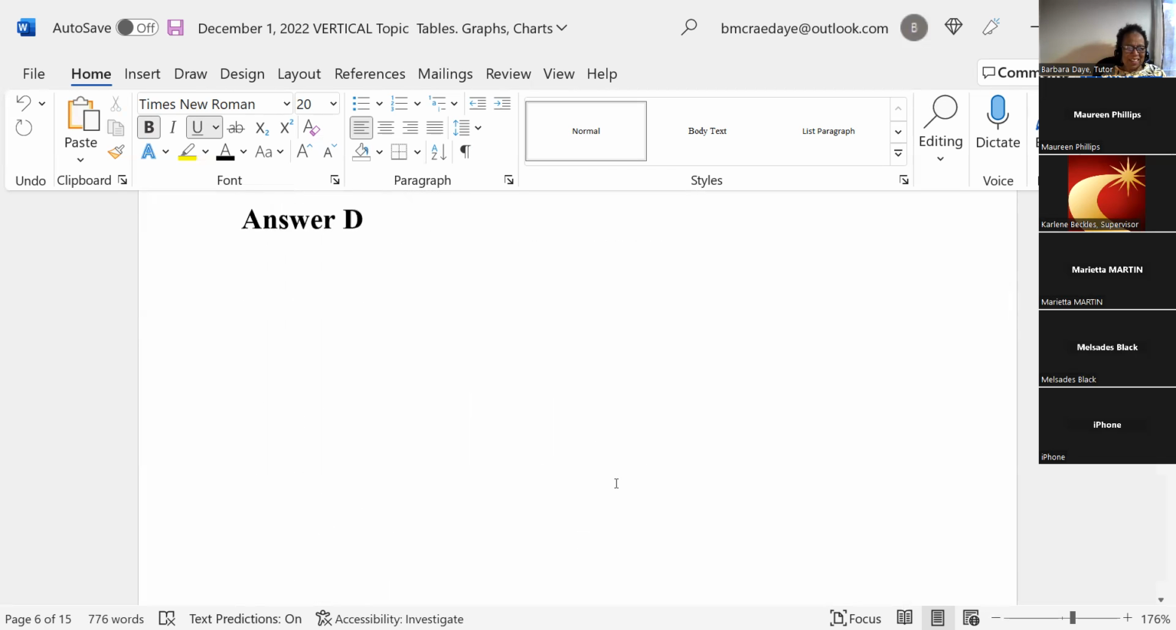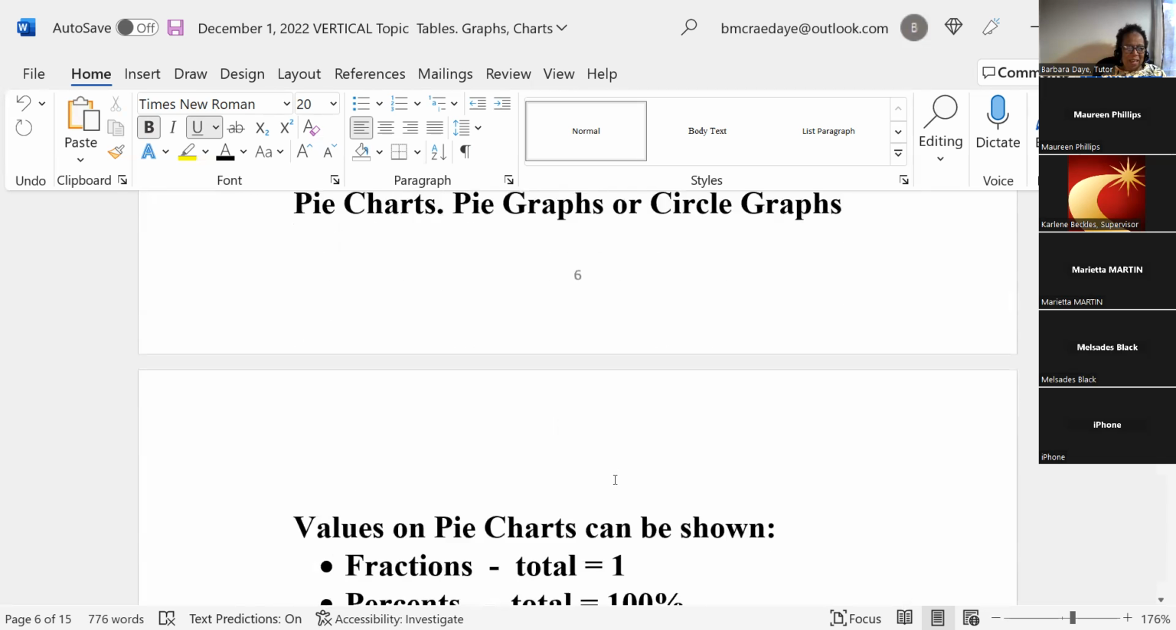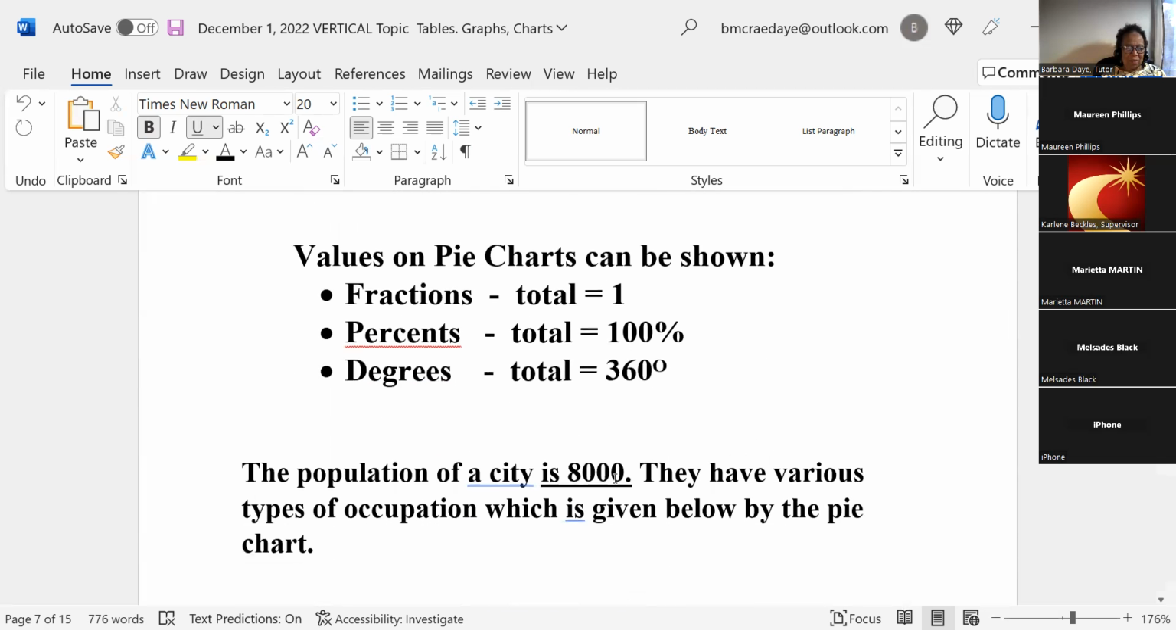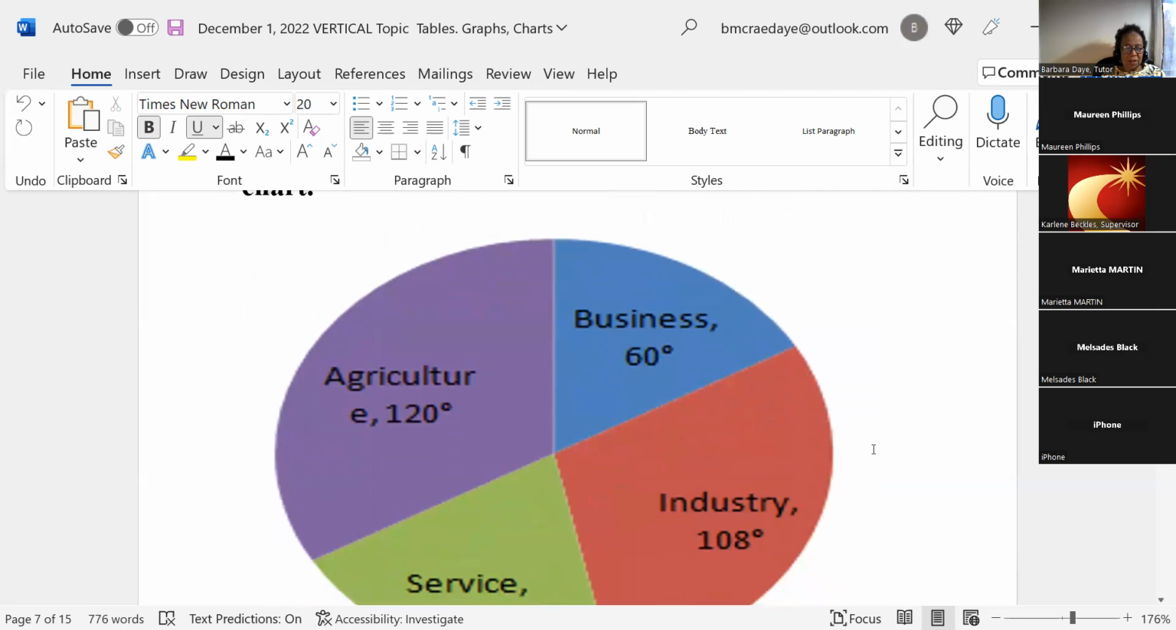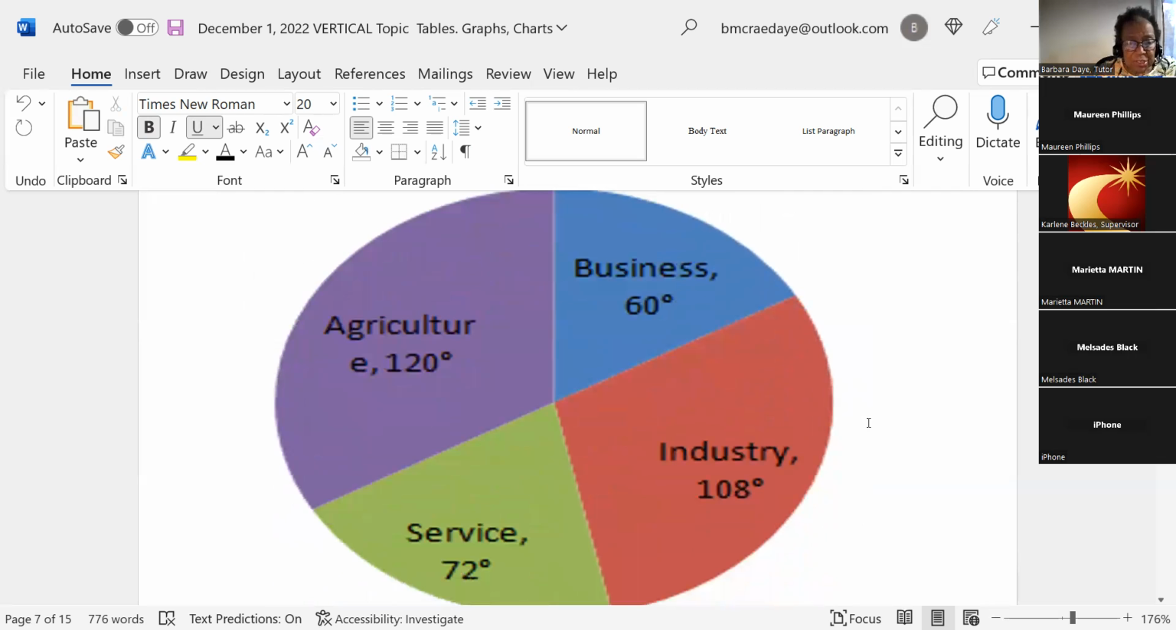That's right. Okay, now I want to look at one or two other pie charts. Okay, here's one. I want you to do this. The population of a city is 8,000. They have various types of occupation, which is given below by the pie chart. And here they are. And notice this is in degrees now.